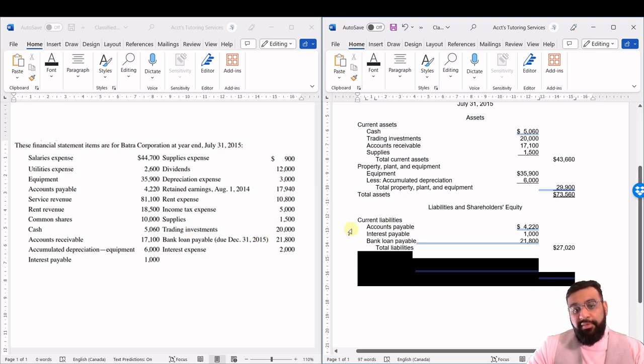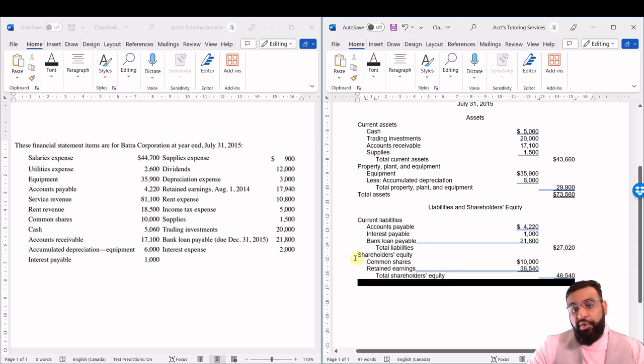So current liabilities, we have accounts payable of 4,220. Then we have interest payable of $1,000. As you can see in this question, we have interest payable and interest expense. Interest expense is an expense which goes onto the income statement, whereas interest payable is a liability which goes onto the balance sheet. The bank loan payable is 21,800. Since we don't have any long-term liabilities, our total liabilities are these three added together to arrive at 27,020.